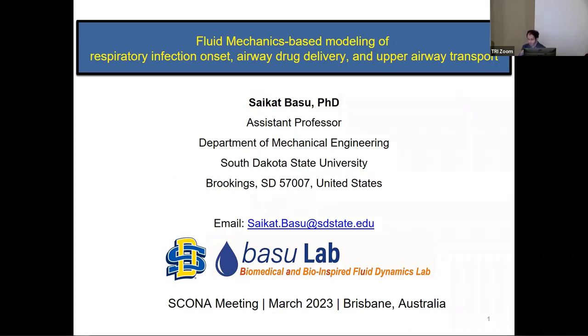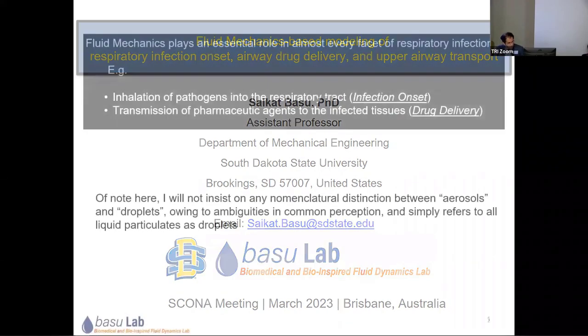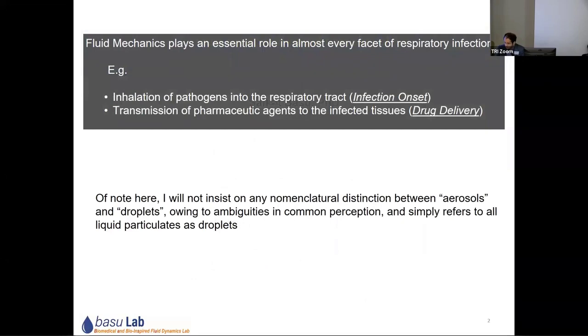Yeah. So the talk today is related to modeling for respiratory viral infections using fluid mechanics. But in general, my group deals with the application of all the three branches of fluid mechanics: theory, computations, experiments in different kinds of biophysical transport. So today I'm going to talk about the recent results that we have on respiratory viral infections.